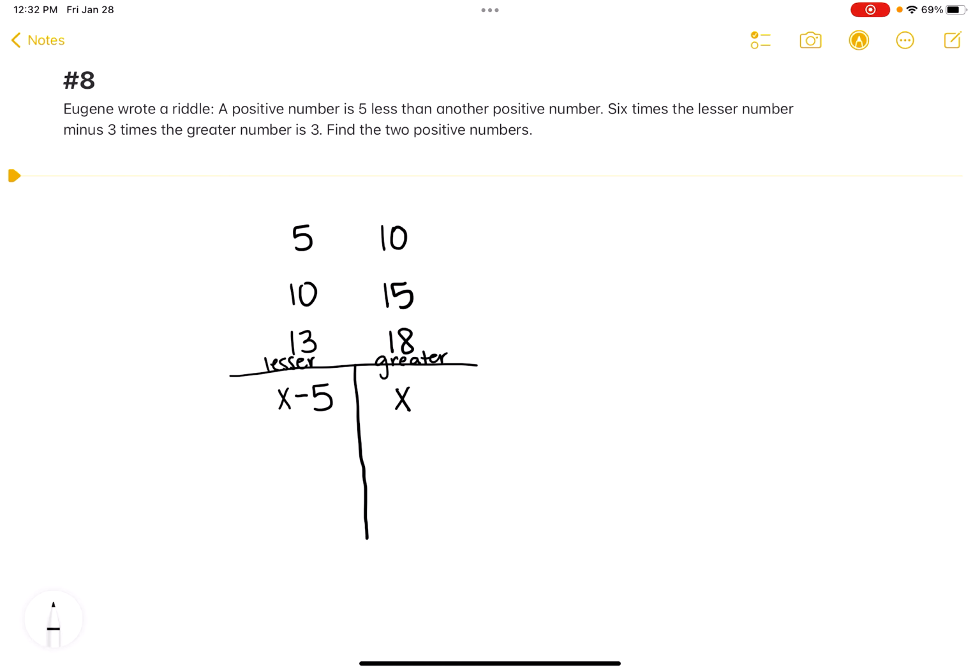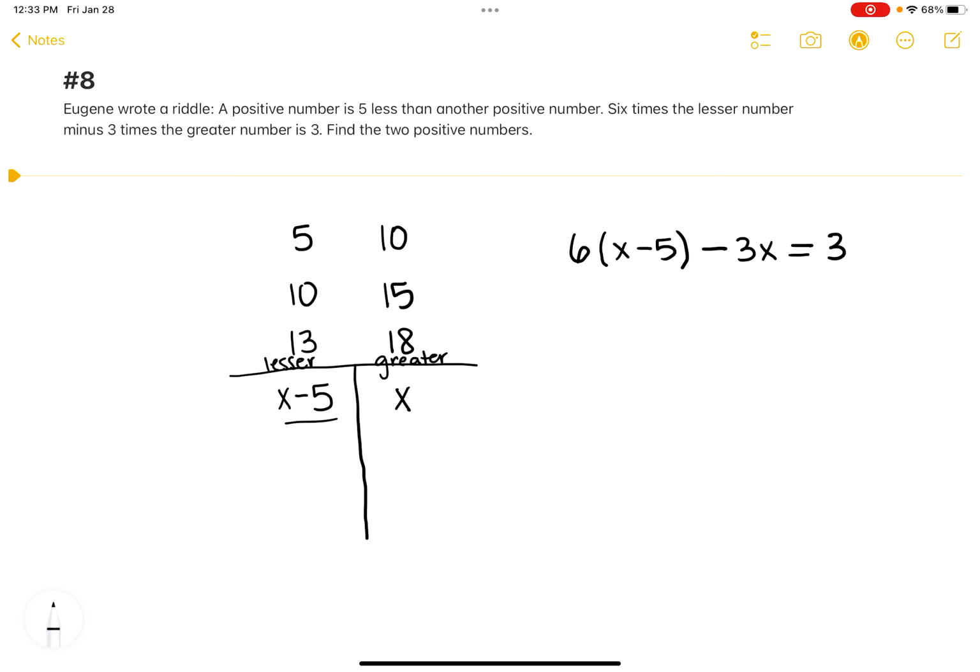Okay, now that we have our two numbers written in algebraic form, we can move on to the second sentence, and we'll read it kind of slow and in pieces. It says 6 times the lesser number. Okay, so that would be 6 times the lesser number, which is x minus 5, minus 3. So it said 6 times the lesser number minus 3. Oh, not minus 3, but minus 3 times the greater number. Well, the greater number is just x. Is 3. Is always means equals.